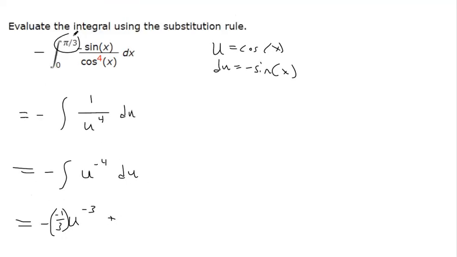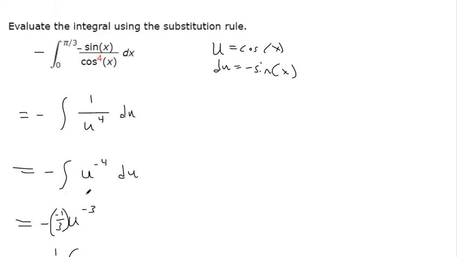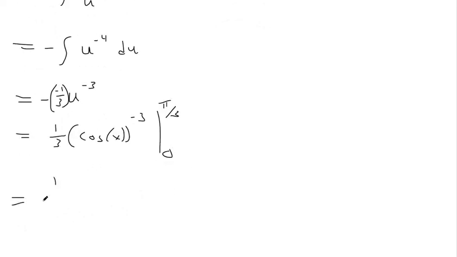So the last part is two last steps. Negative times negative makes a positive, and then instead of u, I'm going to put this back in terms of x. So that's cosine x to the negative third, and then we can plug those limits of integration back in, because now it's back in terms of x. So this is the same thing as 1 over cosine x to the third power, from 0 to pi over 3.